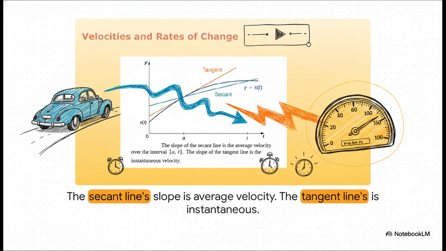Now, have a look at this. This graph visualizes the problem perfectly. That blue line, the one that cuts through two different points, that's called a secant line. Its slope, its steepness, is your average speed over that time period. Easy enough. But that orange line, the tangent line that just kisses the curve at one single point, that represents your instantaneous speed. That's the speedometer's secret.